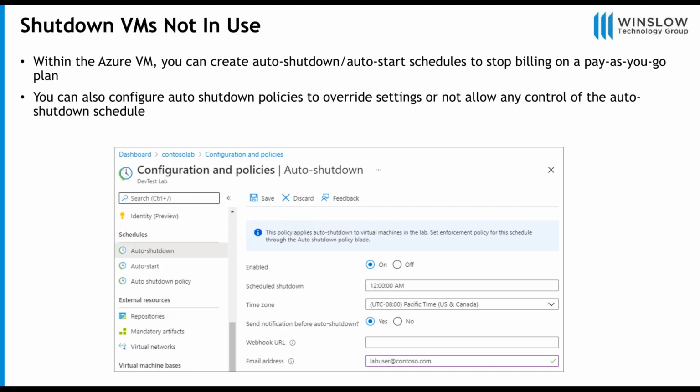First one that we're going to look at is shutting down VMs not in use. Within your Azure VM, you can create auto shutdown and auto start schedules. So like I said before, on that pay-as-you-go type of platform, you're paying by the hour. So if there isn't a 24/7 production workload, and maybe from 10 p.m. to 6 a.m. you don't want it turned on, you can right within the resource itself schedule an auto shutdown and auto start of that resource. And that's going to have some cost savings for you there.